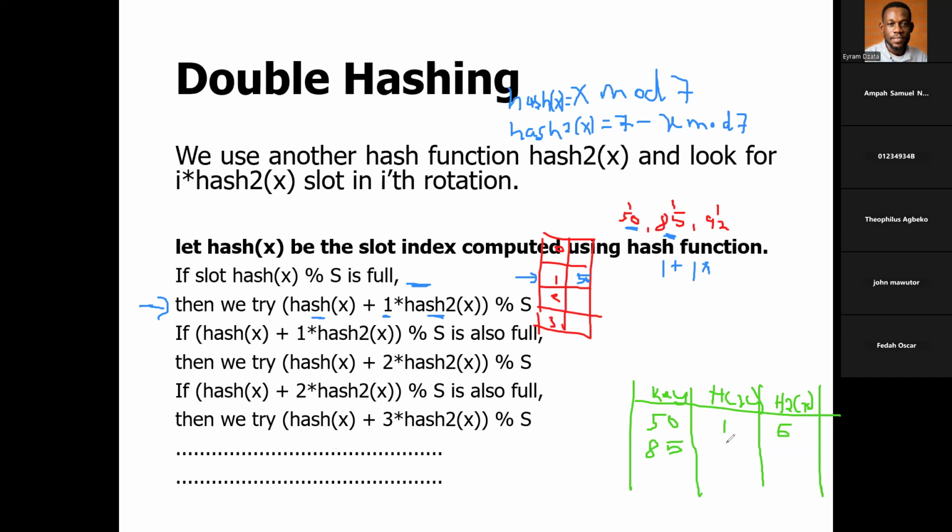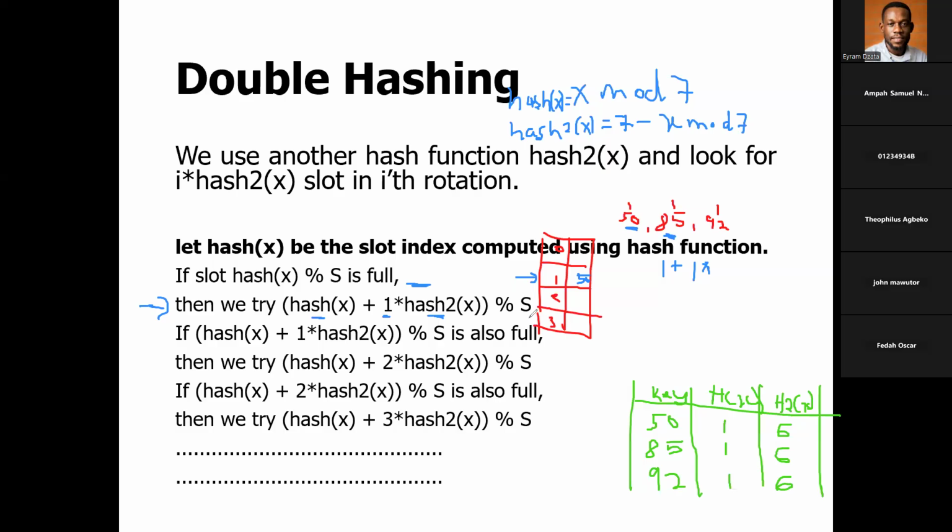Then when we take 85, hash 1 will be 85 mod 7, which is 1. Then hash 2 will be 7 minus x mod 7, and we know 85 mod 7 is already 1, so 7 minus 1 would also give us 6. 92 would also give us 1, and the second hash function will also give us 6.